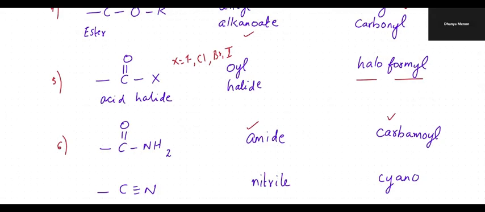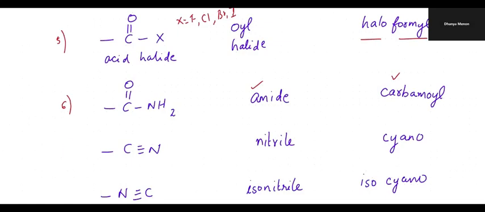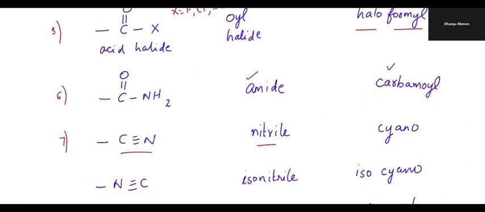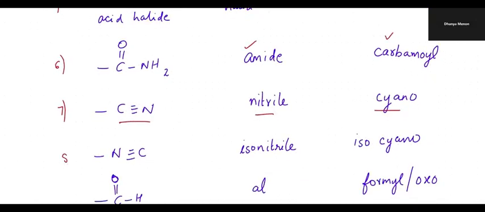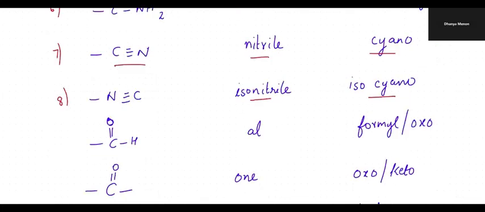The next one is nitrile. We use the suffix nitrile, and if it is a prefix, we use cyano. Okay. The next one is isocyanide, and the suffix we use for isocyanide is isonitrile, and prefix we use is isocyano. The next one is aldehyde. The suffix we use is al, and the prefix we use is formyl and oxo. When to use formyl and when to use oxo will be discussed when we practice some questions.